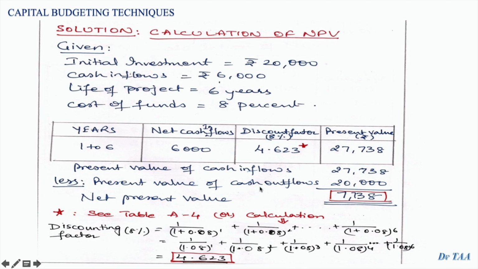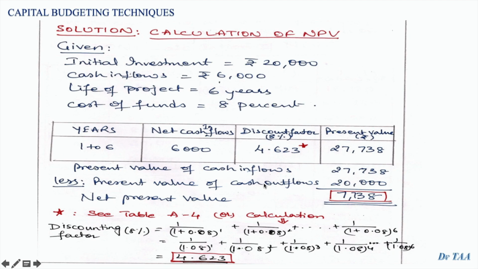So if you take the sum of all of this, you will get what is called as 4.623 at 8%. Okay. So when you want to get the present value, you need to multiply the net cash inflows into the discounting factor, that is 4.623. You will get what is called as 27,738. This is the present value of cash inflows.